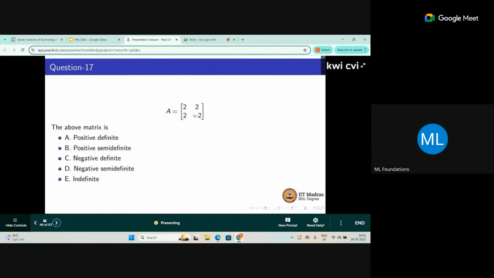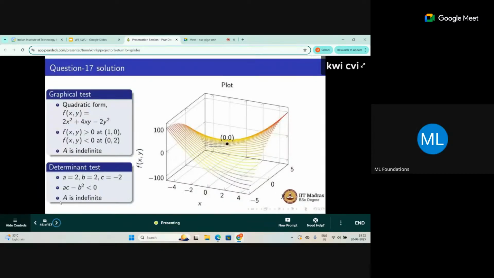What about this matrix? This is going to be indefinite because your determinant is negative: minus 4, it is minus 8, so it is less than 0, and hence it is an indefinite matrix, right? Yes, sir. So A is indefinite because AC minus B square is less than 0. Now it is clear, right? You are getting the idea about how to decide. Whenever the entire determinant is less than 0, it is definitely indefinite.